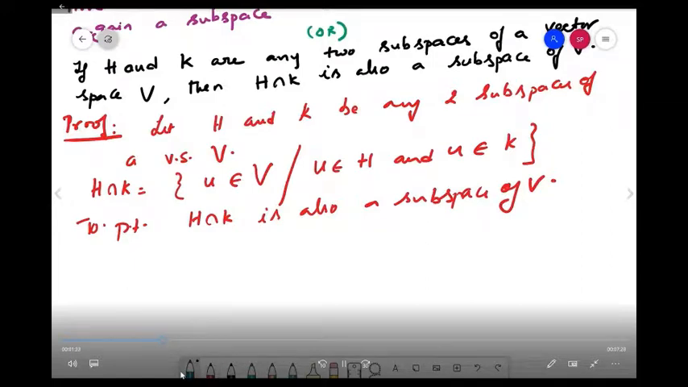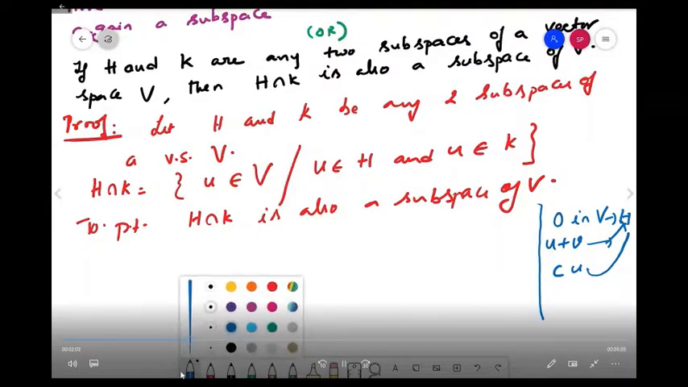So for a subspace, what are the points we have to prove? There are 3 points we have been proving in the previous problems for any subset to be a subspace. First, the 0 vector in the vector space V should also be there in the set we want to prove is a subspace. Next, U plus V, the sum of any two vectors, should be there in H, and the multiplication of a vector with a scalar should also be there in H. These 3 points we have to prove.